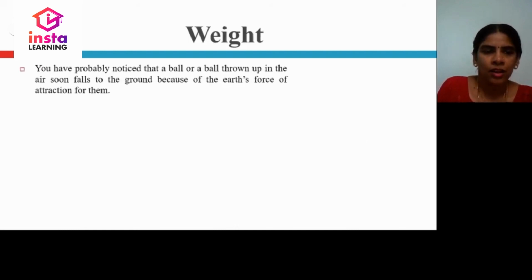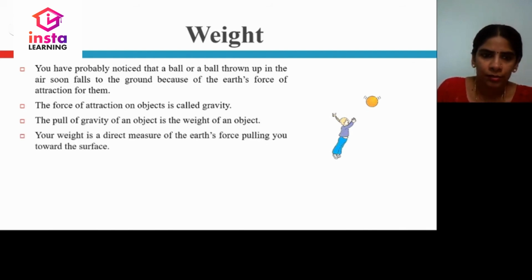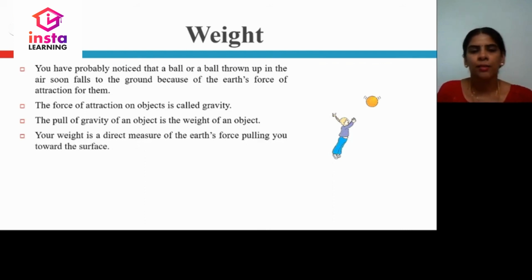Weight. You have probably noticed that a ball thrown up in the air soon falls to the ground. Why? This is because the Earth's force of attraction pulls them down. The force of attraction on objects, we call gravity. The pull of gravity on an object is the weight of the object. That is, your weight is a direct measure of the Earth's force pulling you towards the surface.